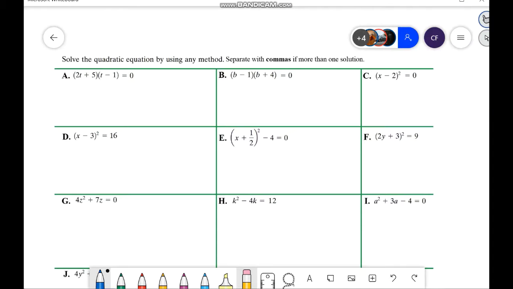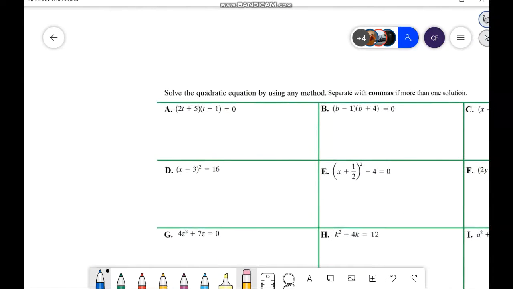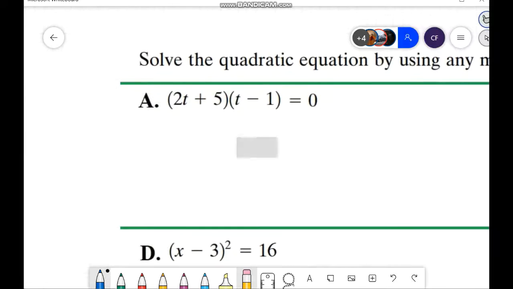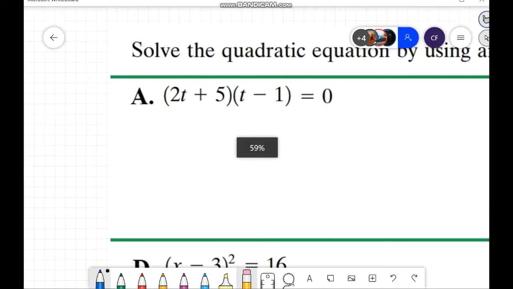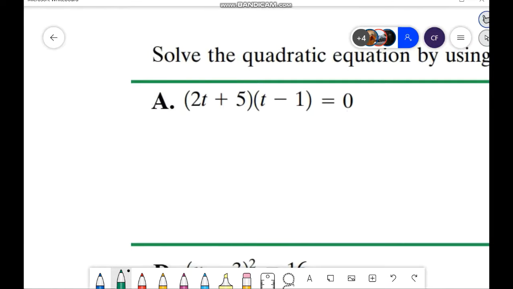And give me feedback if it's working, if you can see, you can zoom in, you can write down your answers. Let me show the beginning, how to start letter A, okay? We can use zero product rule, we can use square root property, or you can use the quadratic form. For this, letter A, I think the best option is going to be the zero product rule.